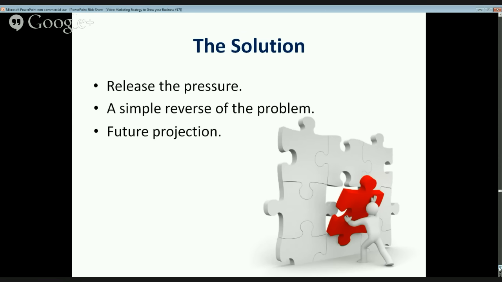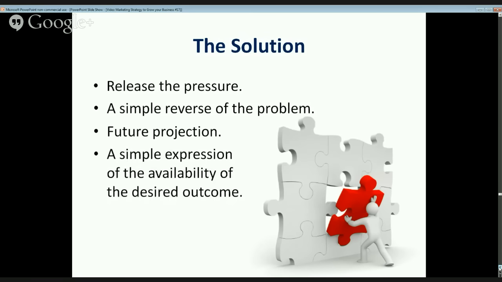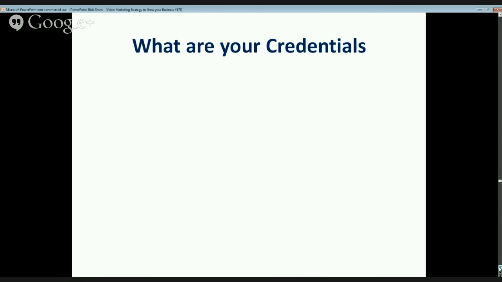We go for things in the future. If that future looks bright, it looks exciting, they are going to go for your product. So always look at future projection. A simple expression of the availability of the desired outcome. So you've got the solution and how much it will improve their life.